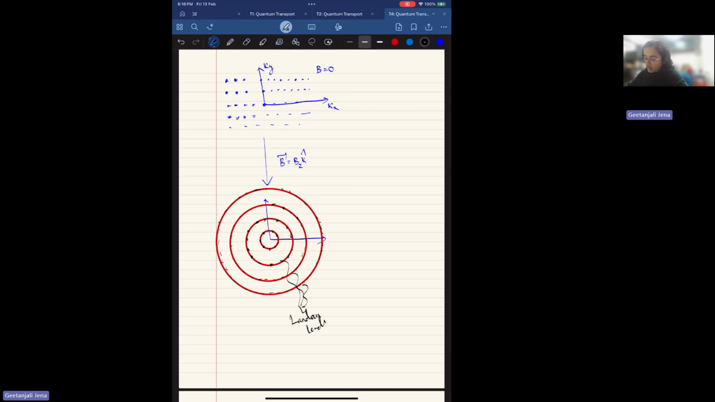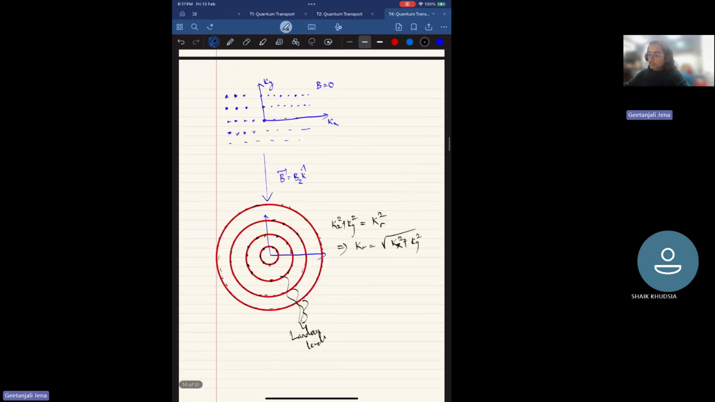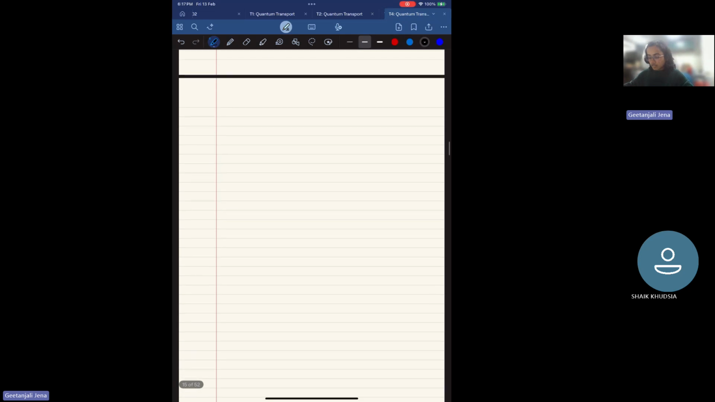And for this Landau level, the radius will remain constant for each case. We can find out the radius is kx square plus ky square. Let's say this is kr square. So kr will give the radius as well as what is the area occupied by each Landau level. So to see the area that is occupied by a Landau level.